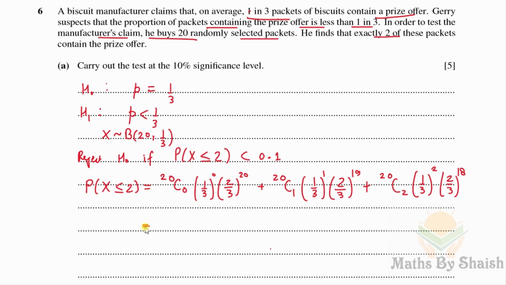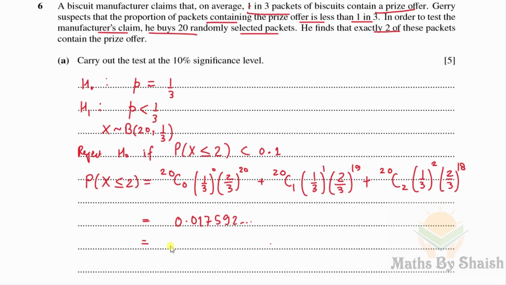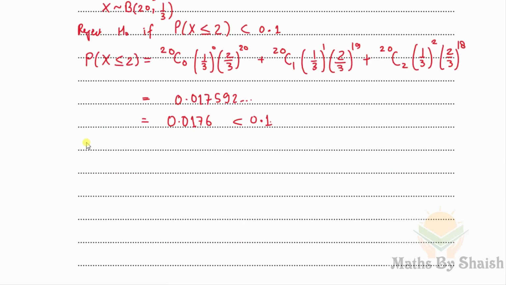So we will simplify it, and this value from the calculator is 0.017592 and so on. To 3 significant figures, this value is going to be 0.0176, which is less than 0.1. So we will reject H0. So we'll write reject H0. Reject H0 means we are not supporting the manufacturer's claim.